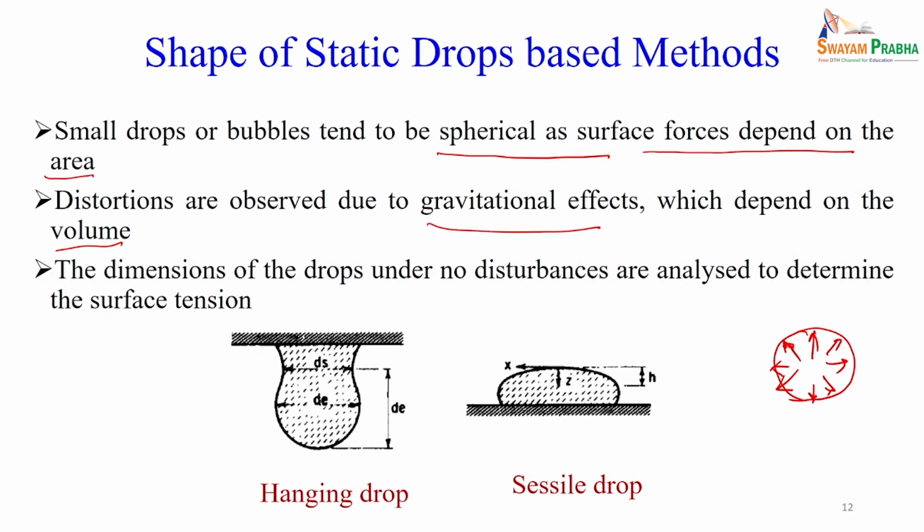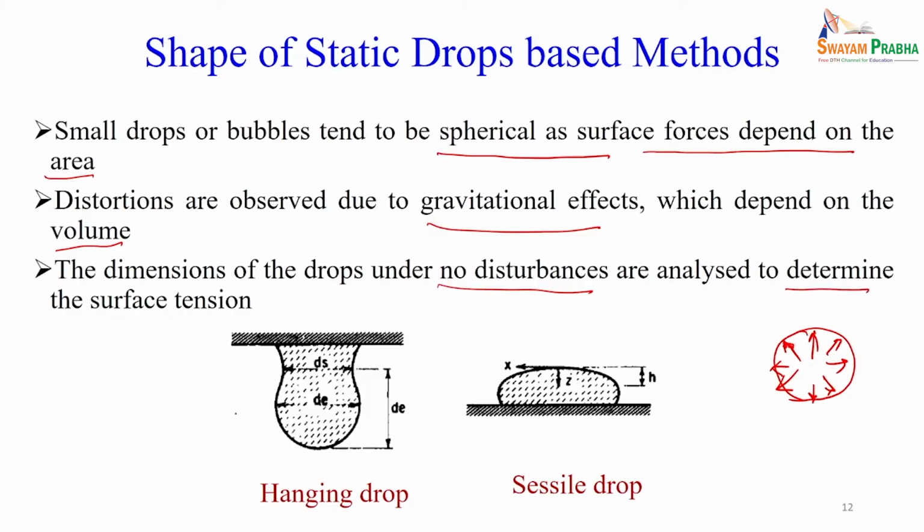So, there are two ways we can put a drop on the surface or the interface. One is the hanging drop, second is the sessile drop. So, this is the pendant drop, this is the sessile drop. So, this is the dimension of the drop under no disturbances. No disturbances means, of course, the gravitational force will be there, but we will try to minimize it, but apart from that there should be no other external disturbance. And if you capture the shape of the static drop, then we calculate the surface tension.